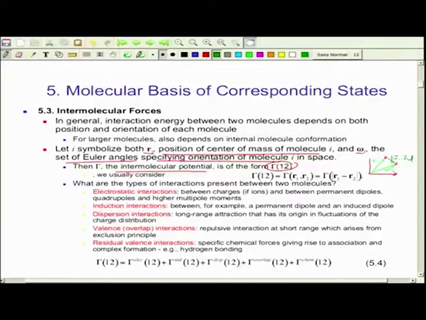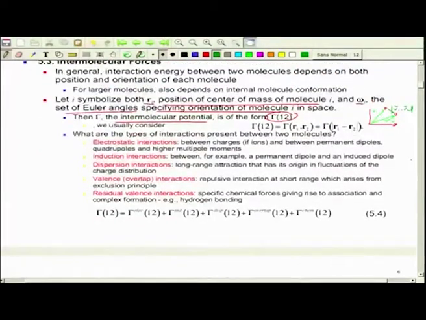Now what are the different types of interaction between two molecules? Let me first summarize that. The first is electrostatic interactions, which arise mainly because the particles or molecules have charges. So if you have charges or ions, and if there is a permanent dipole, quadrupole and higher multipole, then it will lead to electrostatic interactions.